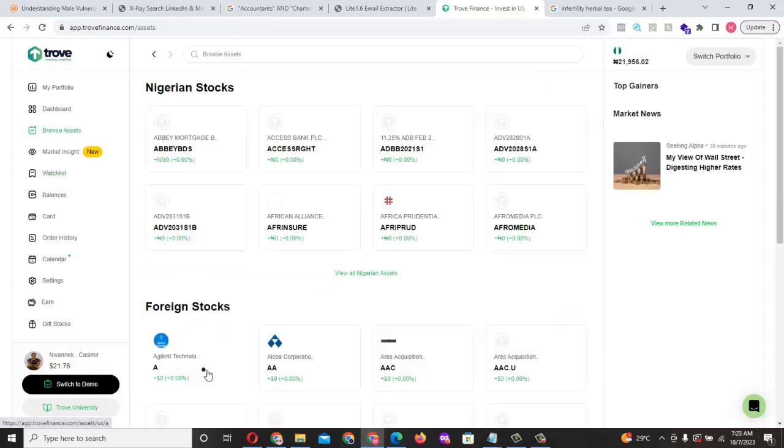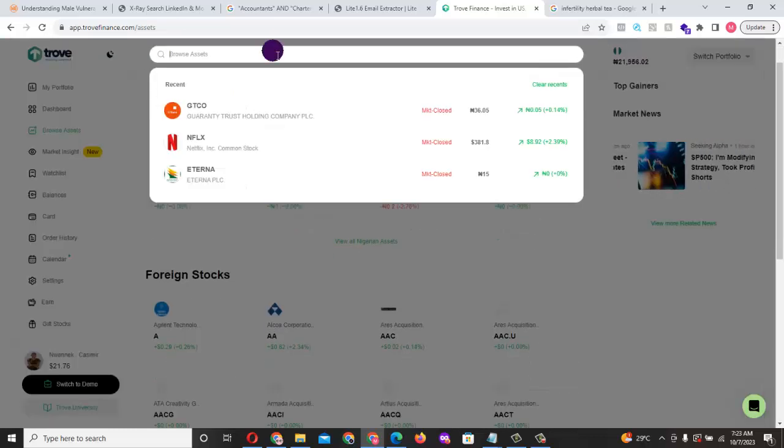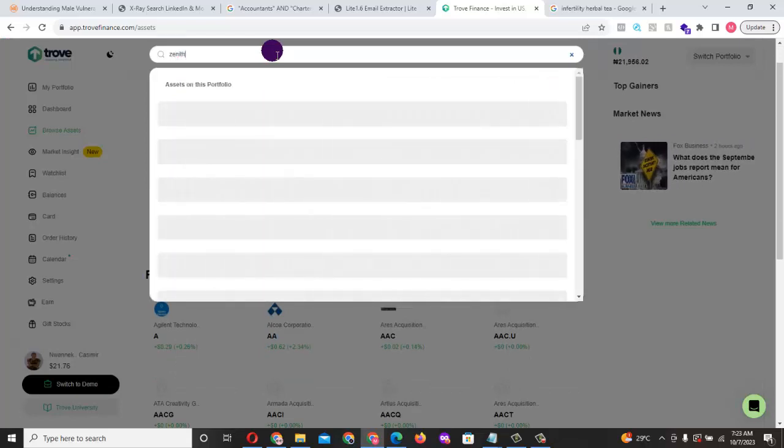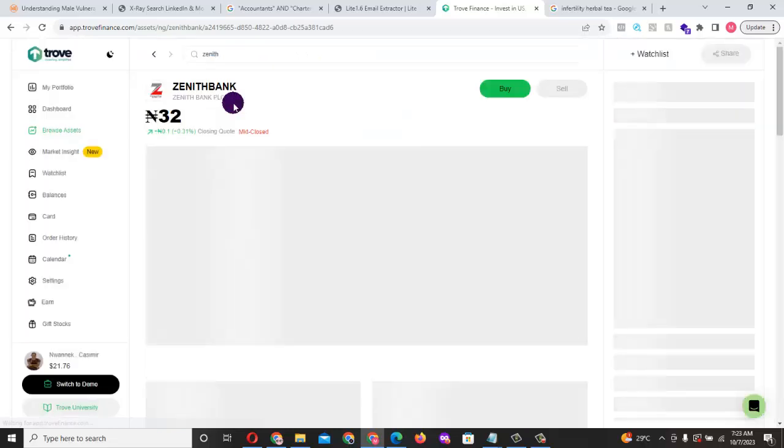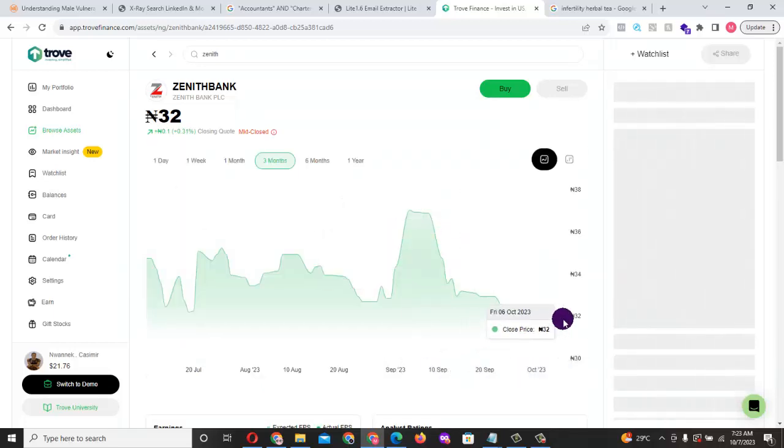Let me check Zenith. Let me check what Zenith is doing at the moment. Okay, Zenith Bank is trading at 32 naira per stock. Let me check their growth. Okay, Zenith is actually dropping. When stocks are dropping, for very wise stock investors, that is when you buy, because you are buying cheap. You're buying at a cheaper rate. So within the space of time, you will see it booming up.